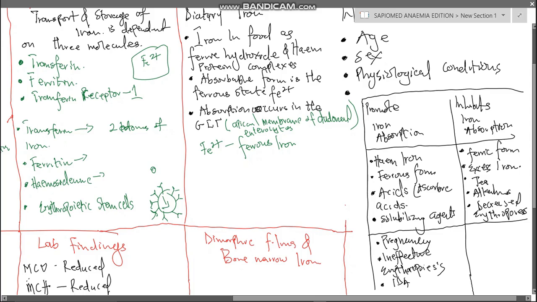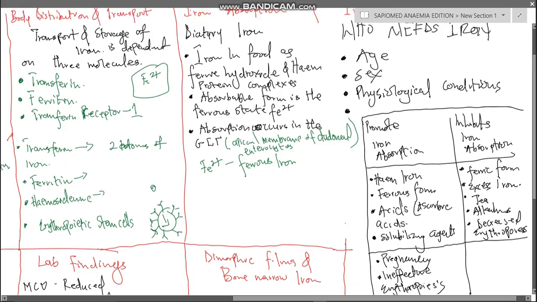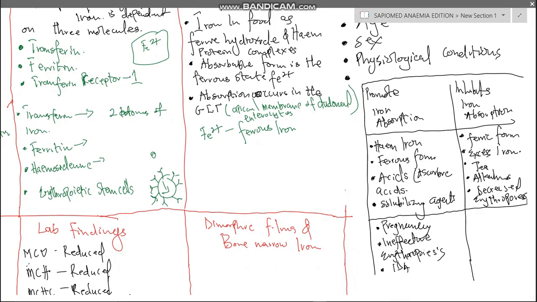So these are the factors that enhance what? Iron absorption. And these are the factors that inhibit iron absorption. All right. So heme iron promotes iron absorption, because remember, the heme itself contains what? An Fe2+ moiety. So when it's broken down to a more inorganic form, the Fe2+ will be released. Then we have the ferrous form. The ferrous form is directly the Fe2+ ion. And the moment we take the ferrous form, it is directly absorbed and then circulated into the what? Into the systemic bloodstream. Then acids.